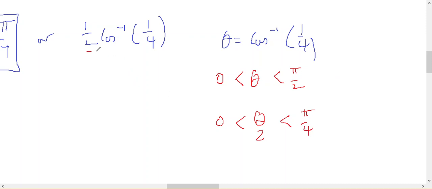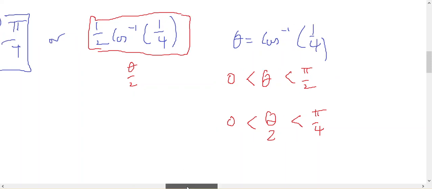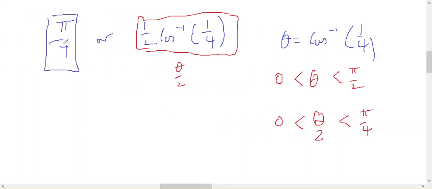And since t equals 1/2 the inverse cosine of 1/4, this is the same as theta on 2, and that number has to be smaller than pi on 4. Therefore, the first time is t equals 1/2 inverse cosine of 1/4.